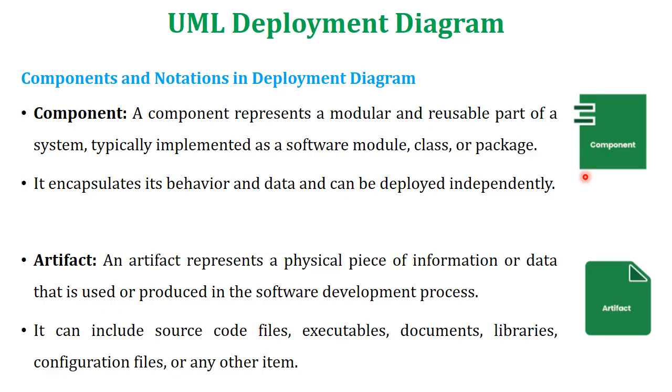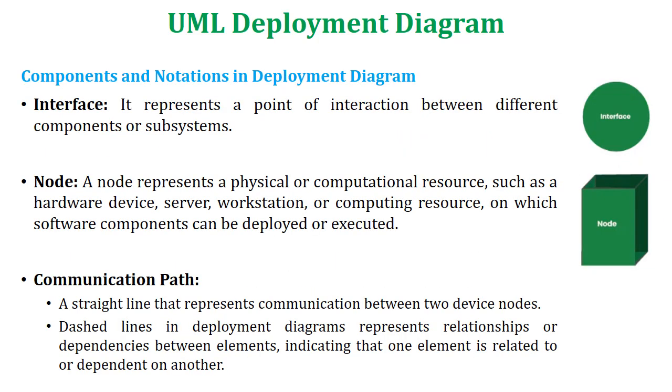Next one is the artifact. An artifact represents the physical pieces of information or data that is used or produced in the software deployment process. It can include source code files, executables, documents, libraries, configuration files, or any other item. So this is the artifact symbol. And next one is the interface. It represents a point of interaction between different components or subsystems.